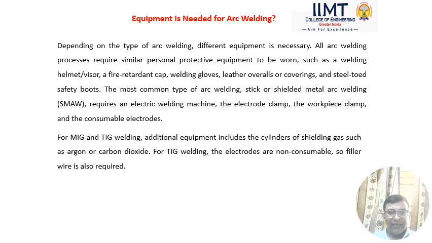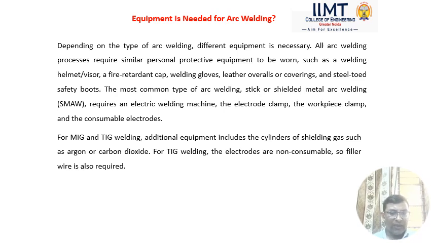For MIG and TIG welding, additional equipment includes a cylinder of shielding gas such as argon and carbon dioxide. TIG means tungsten inert gas welding. The electrodes are non-consumable, so filler wire is also required. We can also add something here.